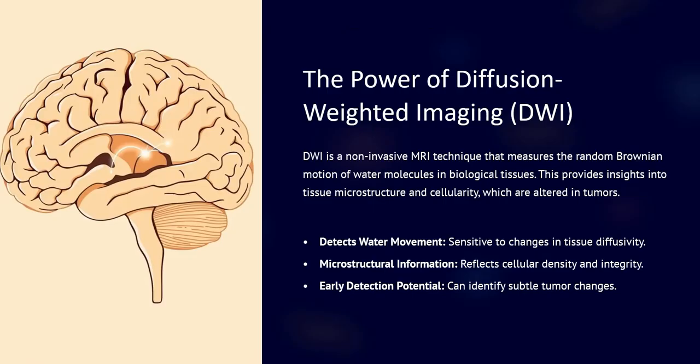What is the diffusion weighted image? It is the non-invasive MR technique that measures the random motion of the water molecules in the biological tissue. This provides insight into the tissue microstructure and the cellularity, which is altered in the tumor. So it detects the water movement, gives microstructure information regarding the cellularity, and has early detection potential: it can identify subtle tumor changes post-therapy.